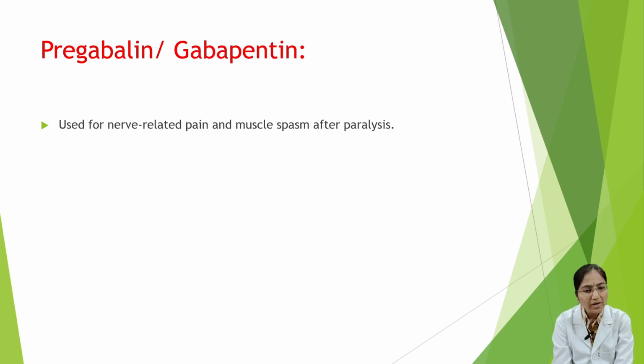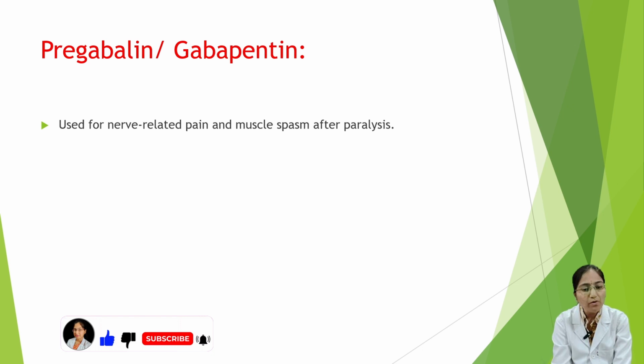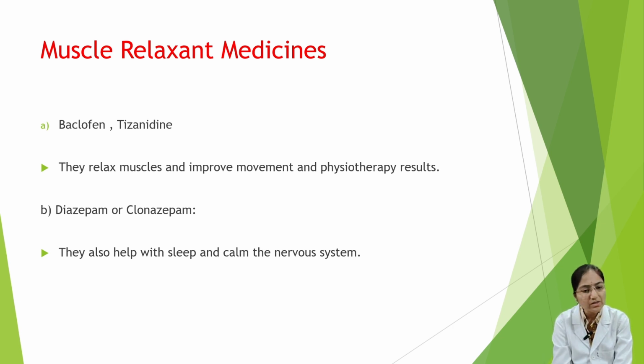Then pregabalin or gabapentin, used for nerve-related pain and muscle spasm after paralysis. Next we'll see muscle relaxant medicines: baclofen and tizanidine. They relax muscles and improve movement and physiotherapy results. The second one is diazepam or clonazepam. They also help with sleep and calm the nervous system.